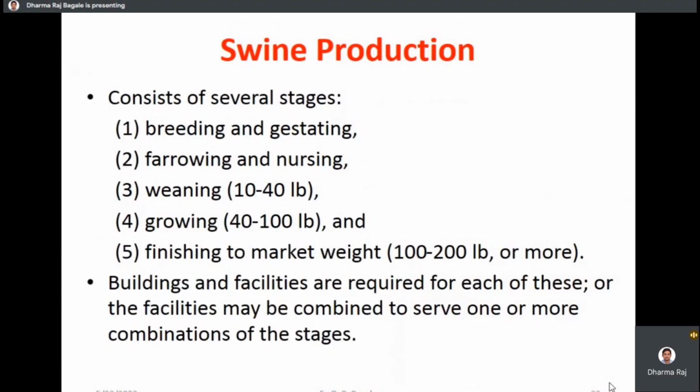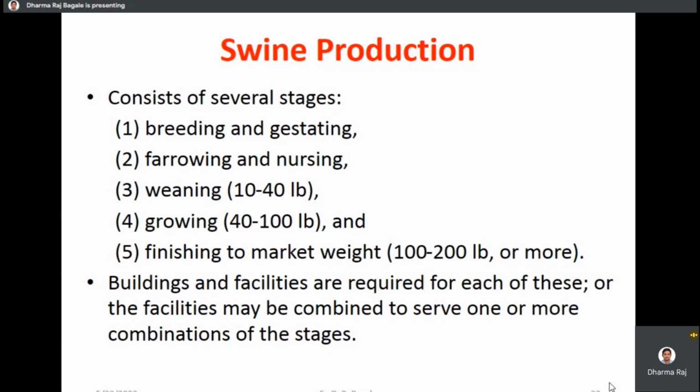And today, swine production. I hope you have already studied the other subject, swine or pig or poultry or anything, where we have studied about the requirements of different operations that need to be carried out in swine farming. Here we will talk only about the requirement of the structures or buildings. And for the purpose, first we have to know about the several stages involved in swine production.